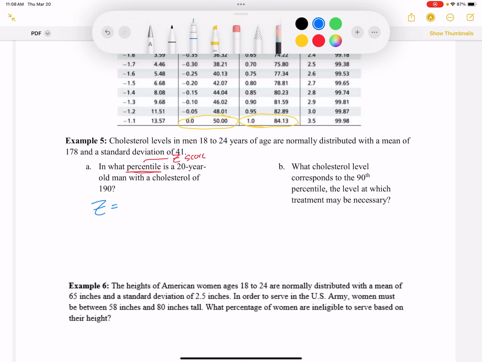Z is equal to the data value. So his cholesterol is 190. Subtract the mean, which is 178, and then divide by the standard deviation, which is 41. 190 minus 178 gives us 12, divided by 41. We see that this z-score is 0.29, I'm going to just say 0.293. So the z is equal to 0.293.